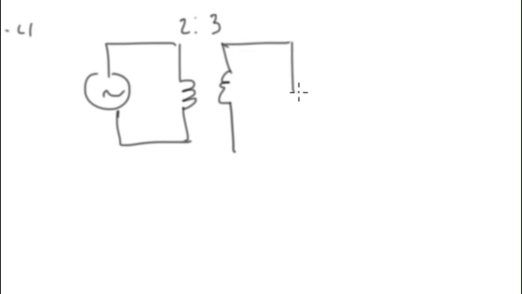Problem number 4. We have a turns ratio of 2 to 3. That would be like saying it's 1 to 1.5. If you want to do it that way, you can. You don't have to, but that way you can at least know exactly what you've got. So I have 35 volts over here. What do I have over here? 35 times 1.5, right? The voltage over here is 52.5.